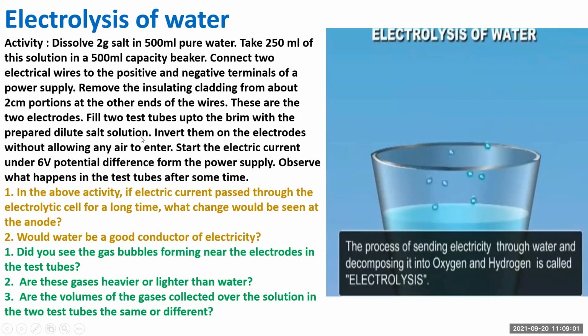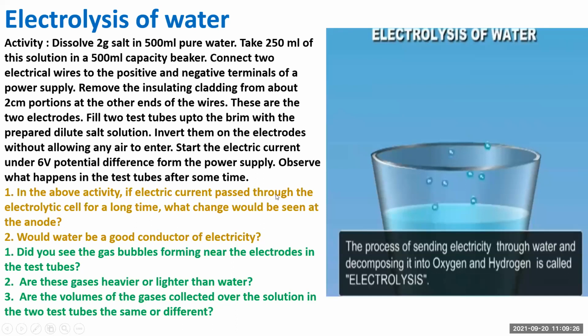Fill two test tubes with brine, the prepared dilute salt solution. Invert them on the electrodes without allowing any air to enter. Start the electric current under 6 volt potential difference from the power supply. Observe what happened in the test tube after some time.